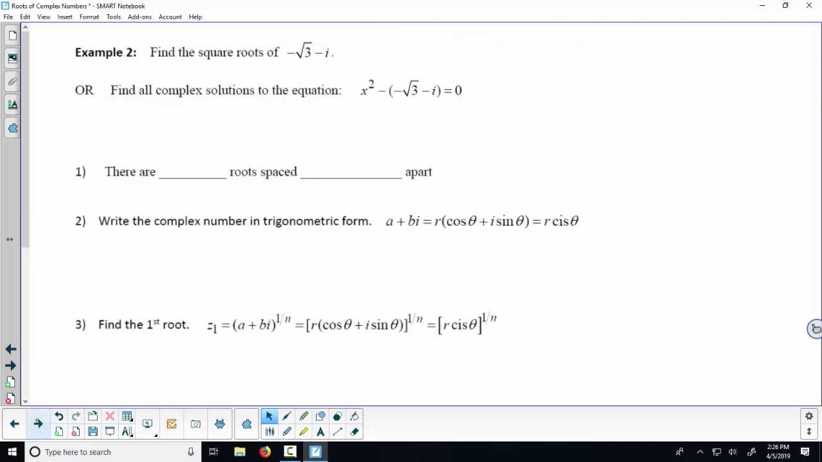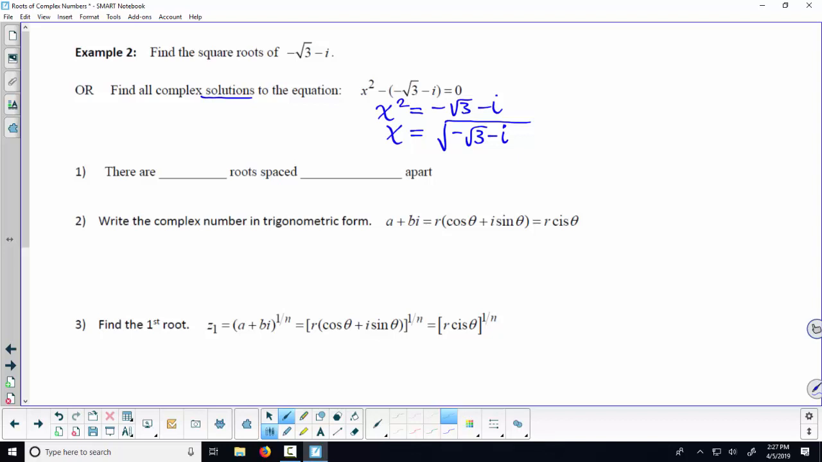All right. One more quick example. Let's do the square roots. Find the square roots of negative square root of 3 minus i. That is equivalent to asking you to find solutions to this equation. So you could see it in different forms. If I isolate my x squared, I have negative square root of 3 minus i. I just add that complex number. And here's what I'm trying to find. My solutions to this equation will be the square roots of negative square root of 3 minus i.